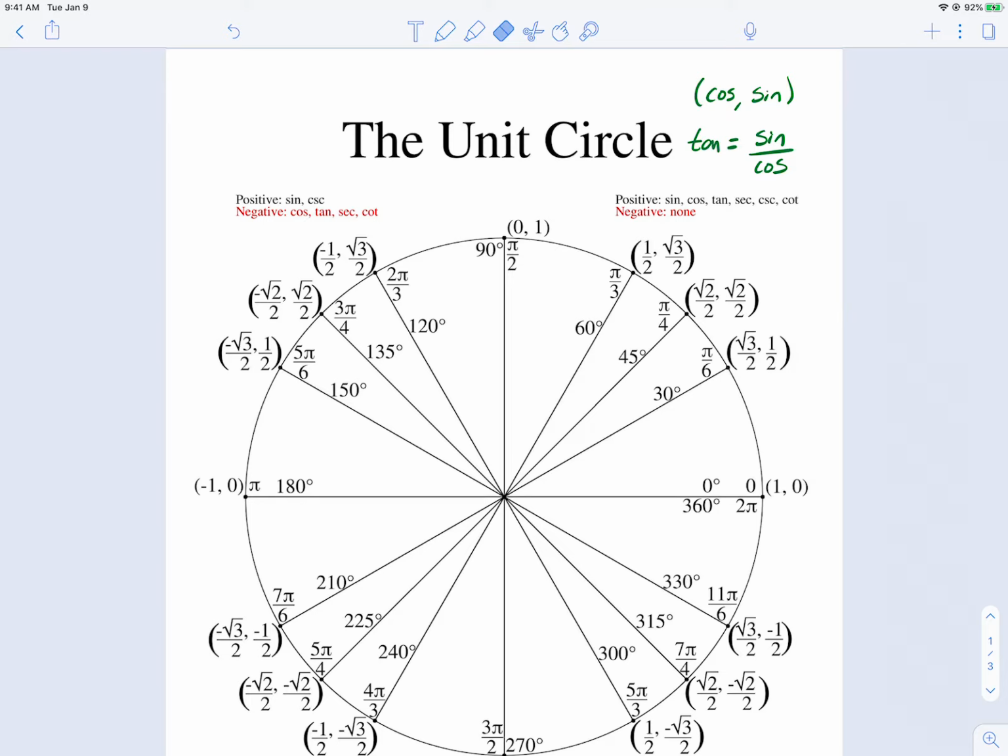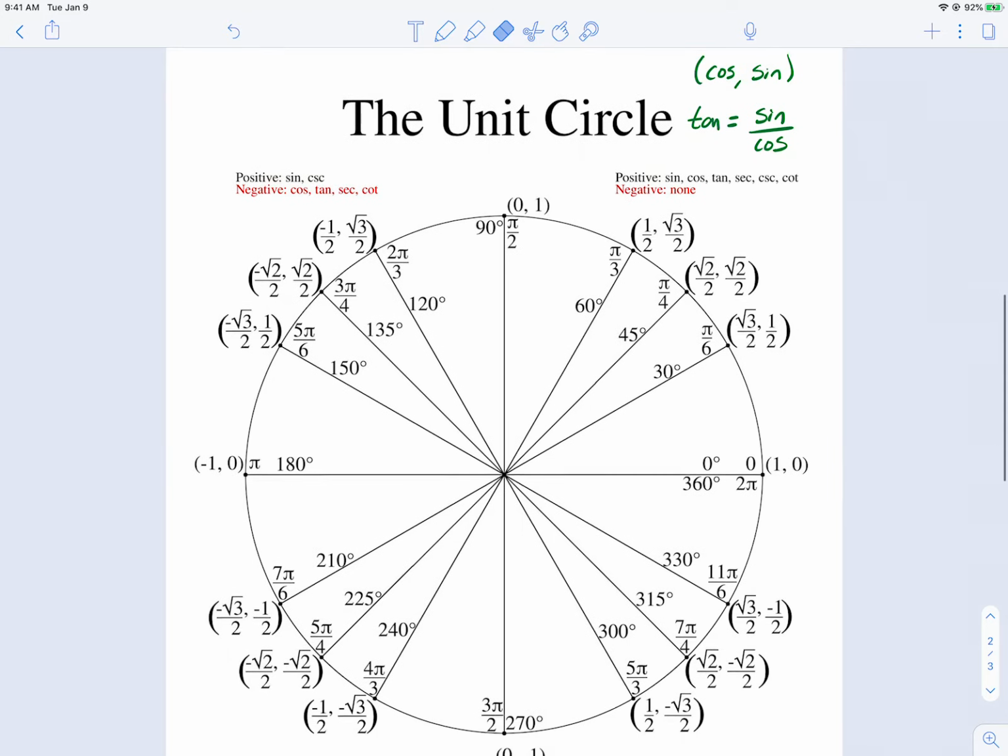Hello everyone. Today we're going to be talking briefly about the unit circle. This is not going to be an extremely intense conversation. I just want you to be familiar with it, especially when you go to pre-calc or pre-calc honors next year. So let's first look at what's going on here.